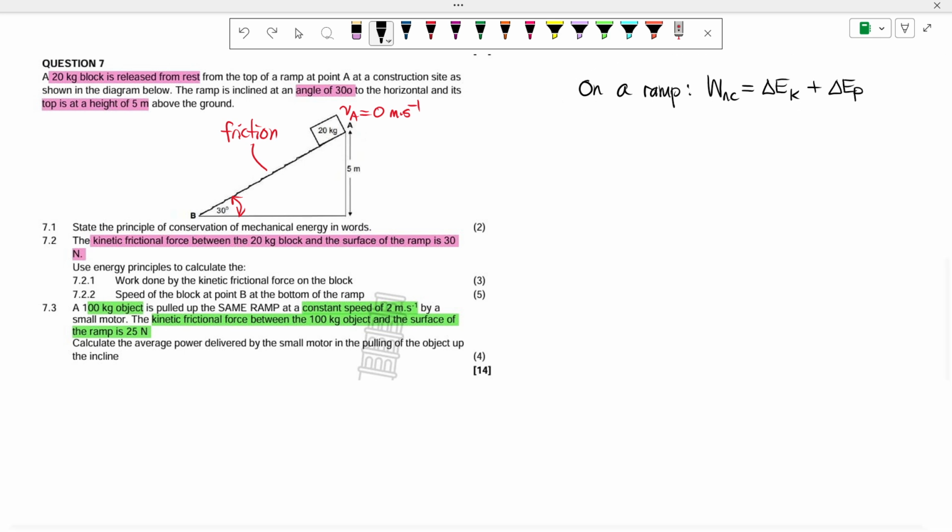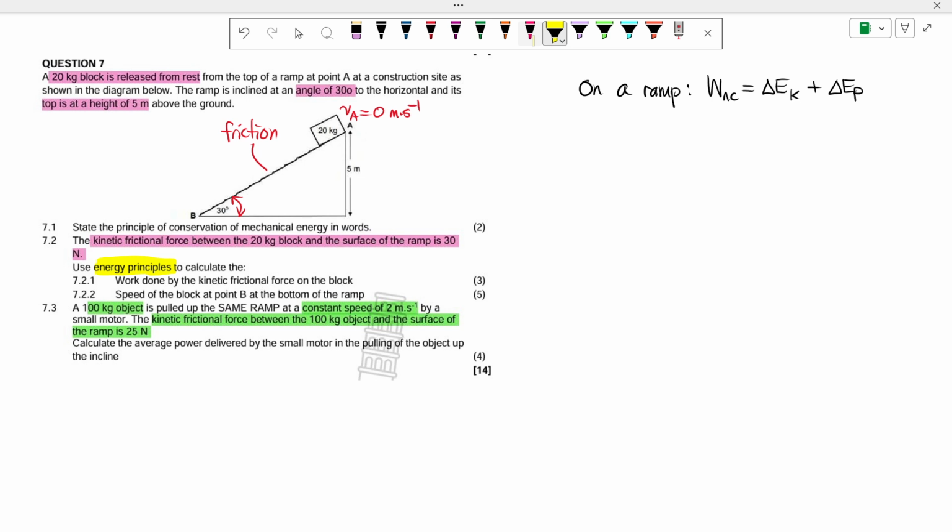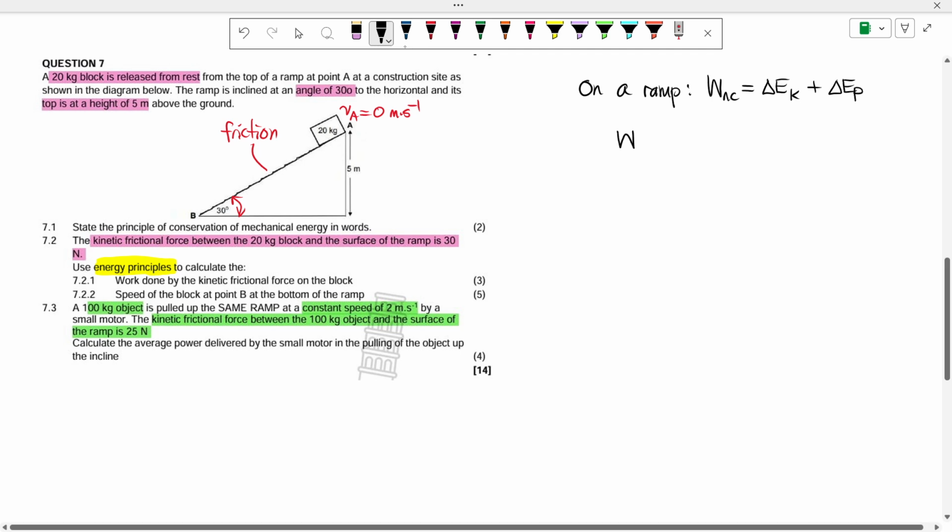Okay. Use energy principles. Once again, they don't specify which one they want you to use, so you can use any that is good for you. To calculate the work done by the kinetic frictional force on the block, for 3 marks, you go and write the formula for work done. Work is equal to the force in question multiplied by change in x multiplied by the cosine of theta, with theta just being the angle between the displacement and the force.